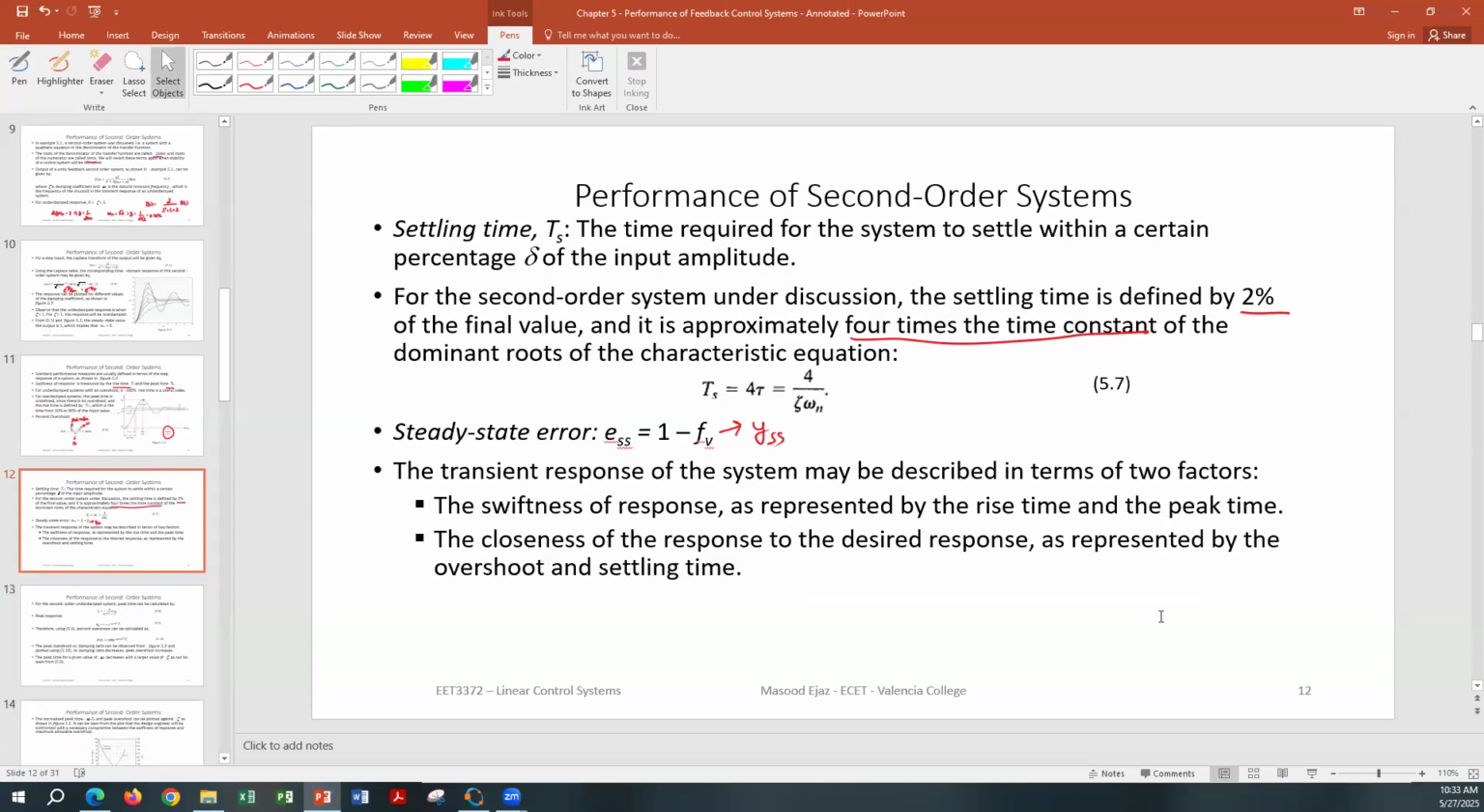Transient response of the system may be described in terms of 2 factors: swiftness of the response represented by the rise time and the peak time, as I mentioned before, and the closeness of the response to the desired response as represented by the overshoot and the settling time.